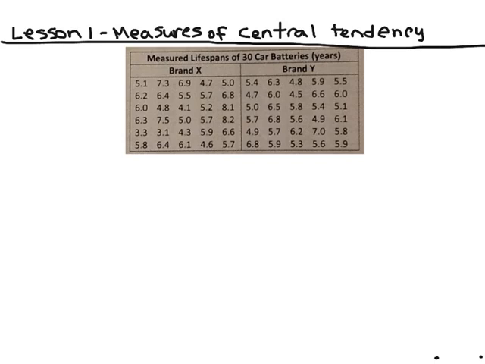Lesson 1, Measures of Central Tendency. So the measures of central tendency are the range, mean, median, and mode. And I'll explain more what they are as we do the example.